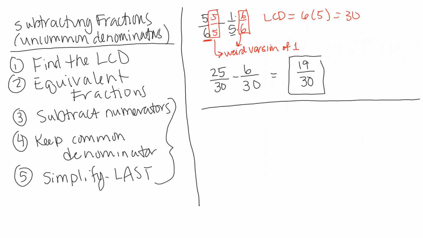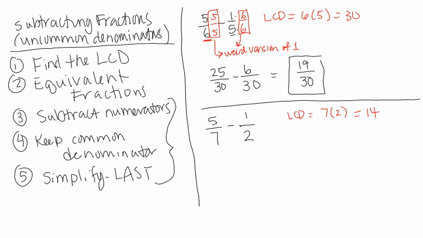Another example would be something like 5/7 minus 1/2. Now, this is another quick trick you can look for to save yourself some time and energy when it comes to finding the LCD. If both of your denominators are prime, 7 and 2 are both prime, the LCD is the product of your denominators again. So here our LCD is going to be 14.